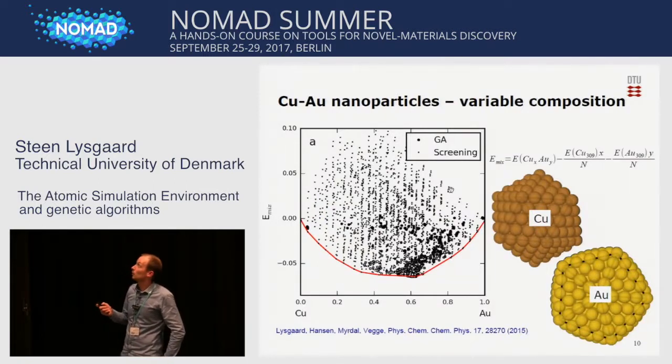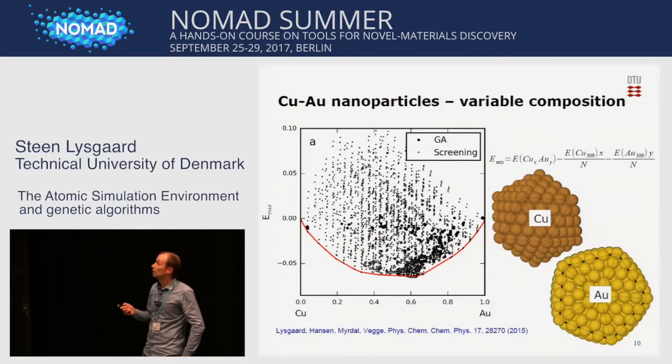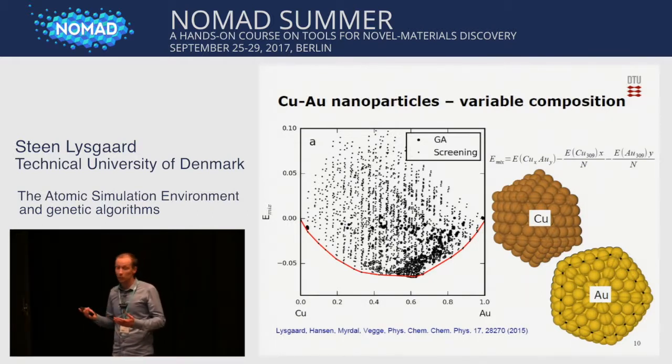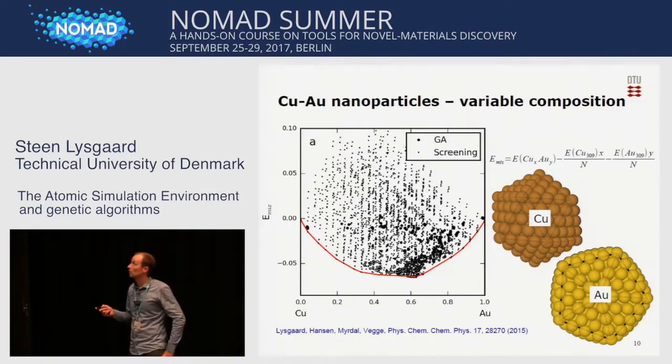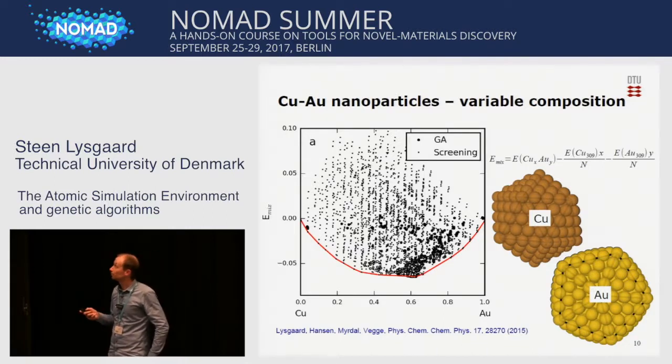Now, in this example, we looked at again copper gold particles, also for use in CO2 reduction. And here we don't keep any constraints on the composition. So we want to really determine the full convex hull. So in order to do that, we need to use this mixing energy as the fitness parameter.